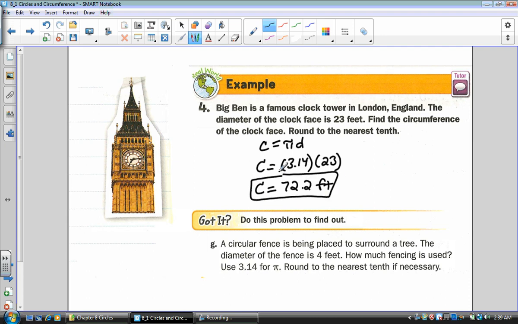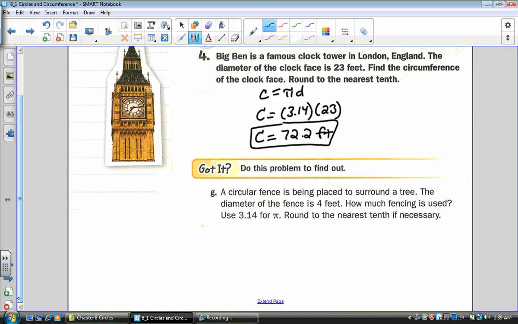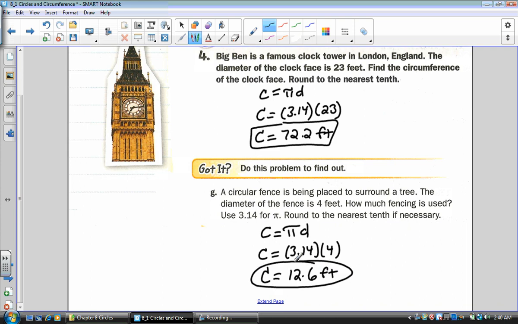If we look at the next example, it says a circular fence is being placed to surround a tree. The diameter of the fence is about 4 feet. How much fencing is used? All right. Circumference is equal to pi times the diameter. We're given the diameter here, so circumference is going to be equal to 3.14 times the 4 feet. So circumference is going to be equal to about 12.6. And those are going to be feet.